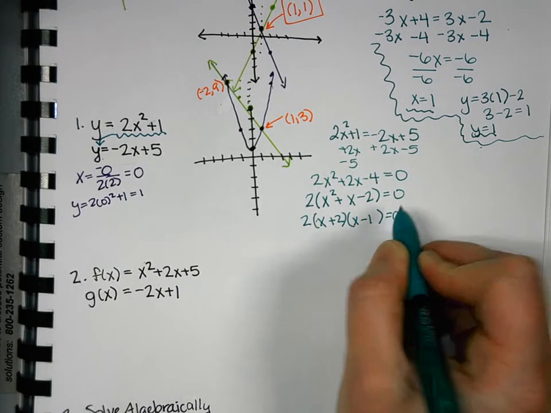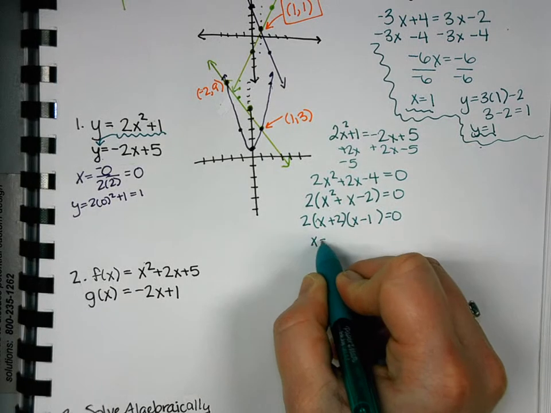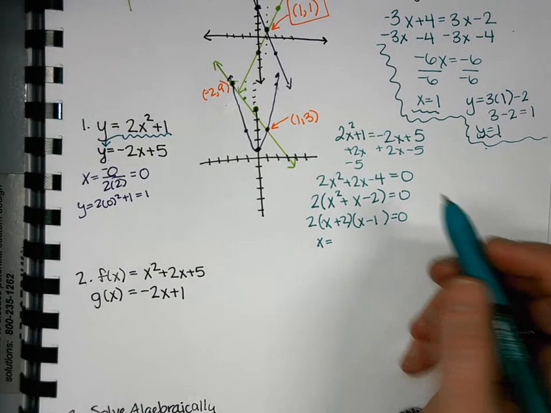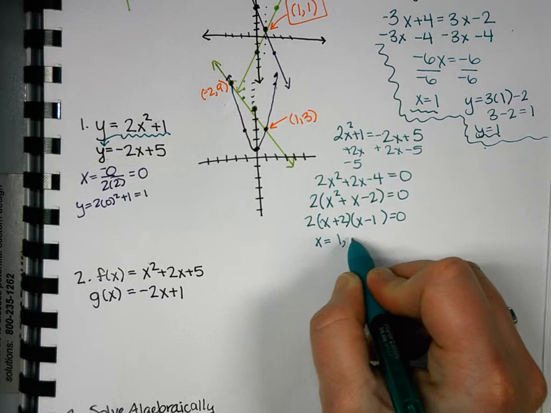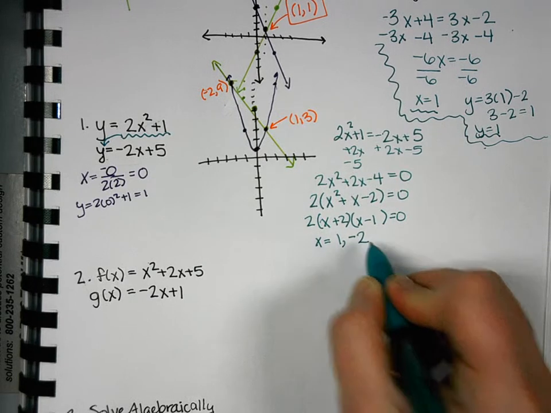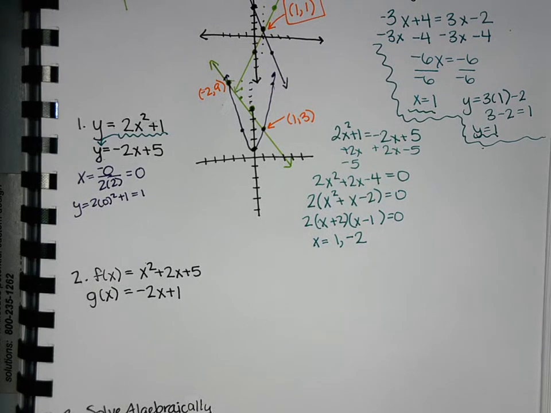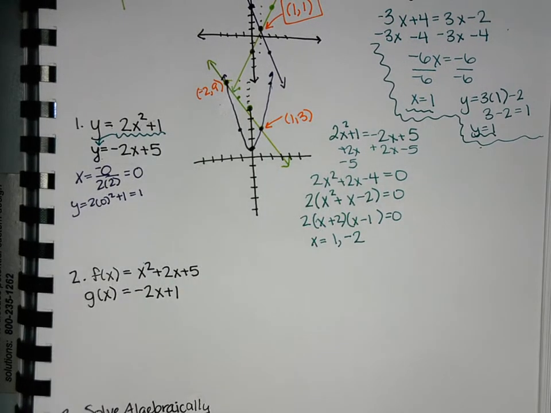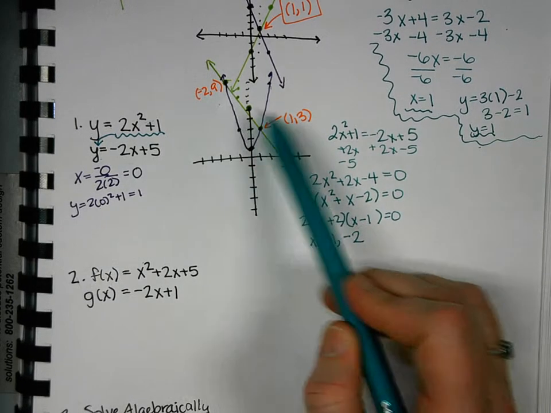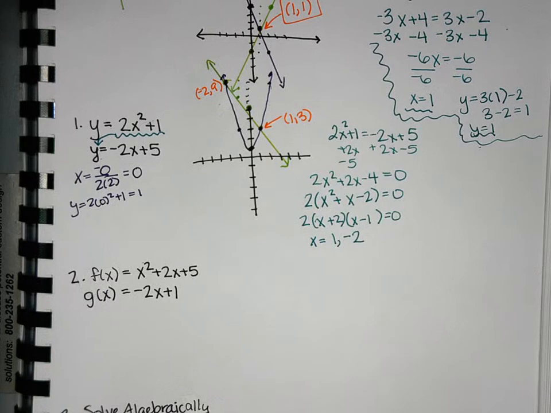So what does x equal? 1 and negative 2. So does that already match the x's that we got in our picture? 1 and negative 2? Yeah, those are the two x values of our points. That means we're confirming we're on the right track.